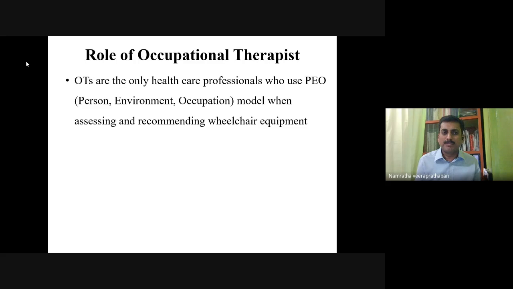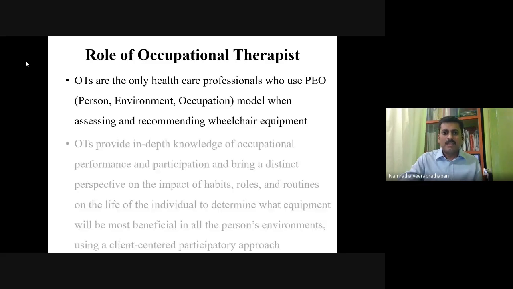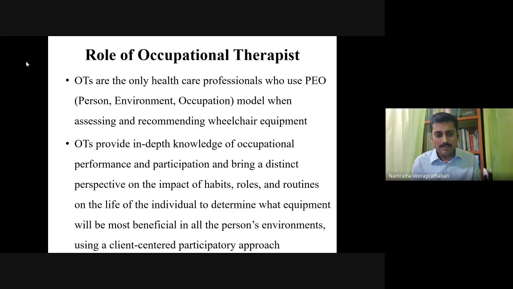When we do this, we become unique. I don't think any other profession really does this based on the PEO model. So we are unique in terms of seating and mobility. Not only this PEO model, we provide in-depth knowledge about occupational performance and participation. This brings a distinct perspective on the impact of habits, roles, and routines in the life of the individual.